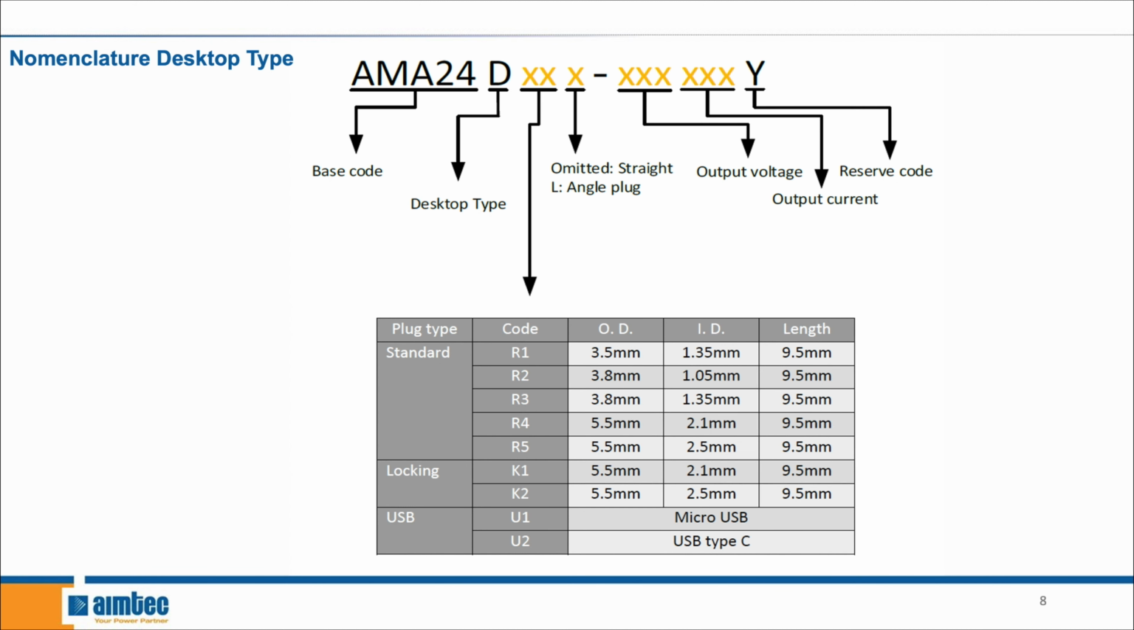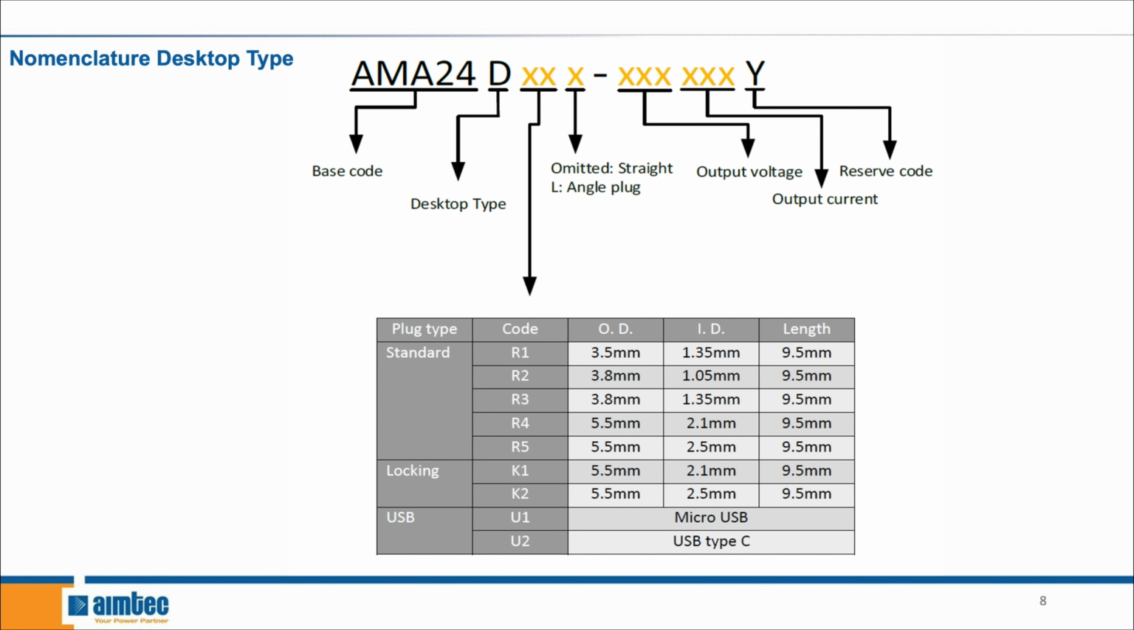Now here's the nomenclature for the desktop adapters, very similar to the wall mount, just that after the power of 24 in this case, we added a D, which signifies desktop type. All the other digits are the same, and then when we were talking about the plug type, so right after the D we have two digits, right below we have a table that actually explains the various plug types. So from R1 to R5, those are pretty standard plug types, and the only difference are the OD and ID, or outer diameter and inner diameter, of those output plugs.